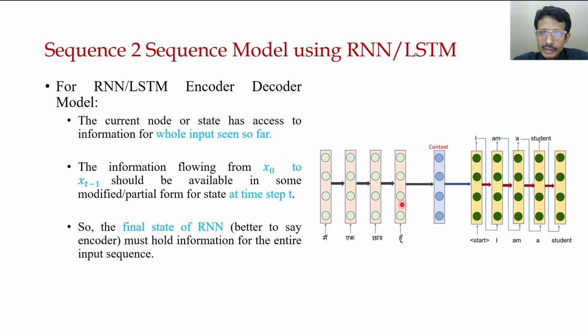That means when we are going to predict this, we have access not only to the encoder but also to the previously generated output. So it is interesting to understand that the whole input seen so far is being given. From the encoder point of view, the final state of the encoder RNN is a context.